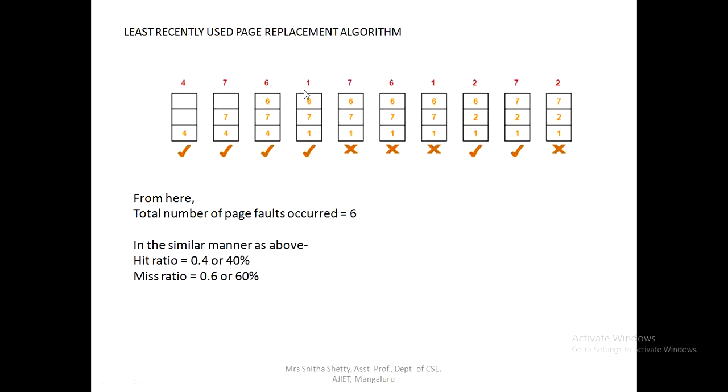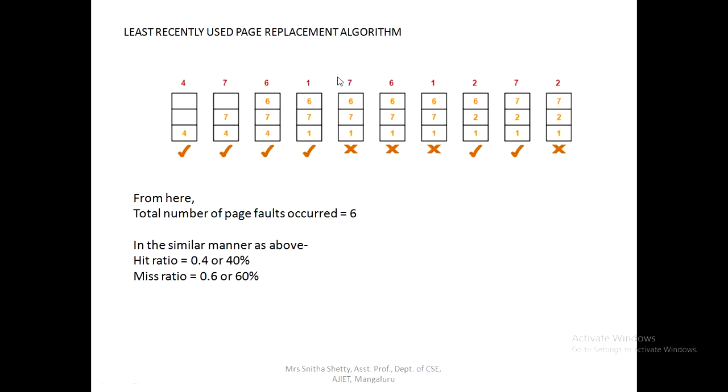Okay, so that is least recently used. This is a simple trick. Since 4 is away from 1, it is the least recently used. So here I am replacing this 4 by 1. So now it is 176.